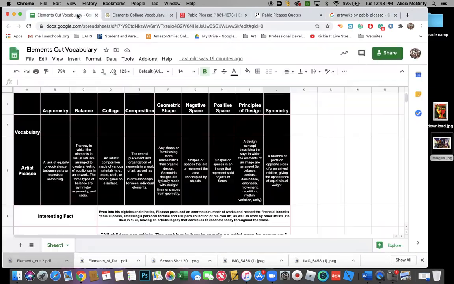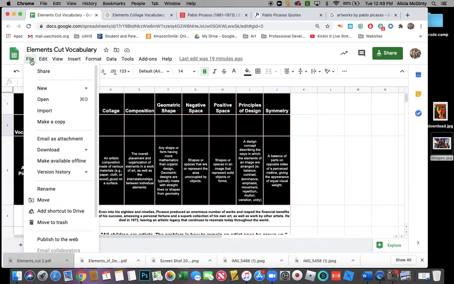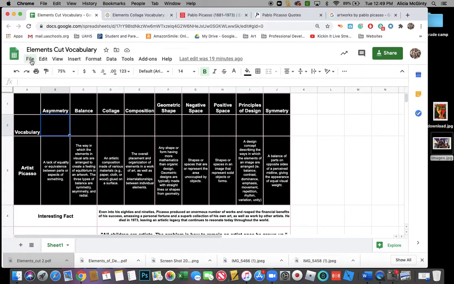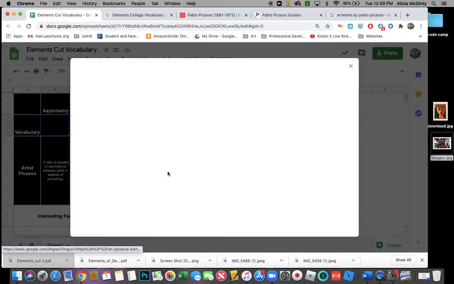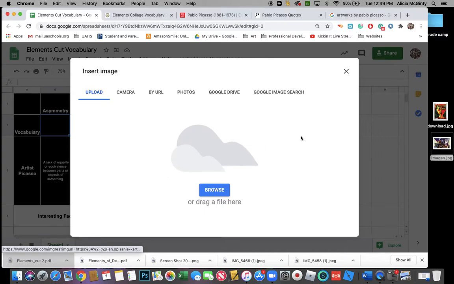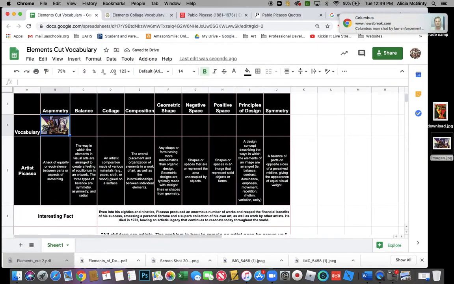And then I'm going to go back to my chart, click on that box. Remember, you have to make a copy of this chart to have your own chart. So before you do anything, make sure you file, copy, and then save as your name into your drive. Then you're going to go into the chart, put here, insert, image, into cell, and then you're going to find your asymmetrical one and drop it right there. So there's my asymmetrical one.